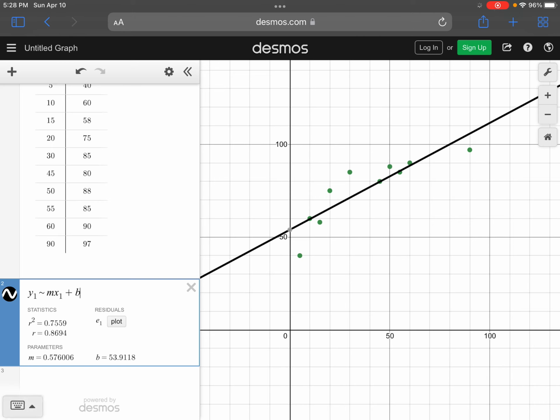So when I do that, you'll see all the beautiful statistics that Desmos gives me. Underneath statistics, they give me r squared and r. The bottom one, r, is our correlation coefficient. So r is 0.8694.